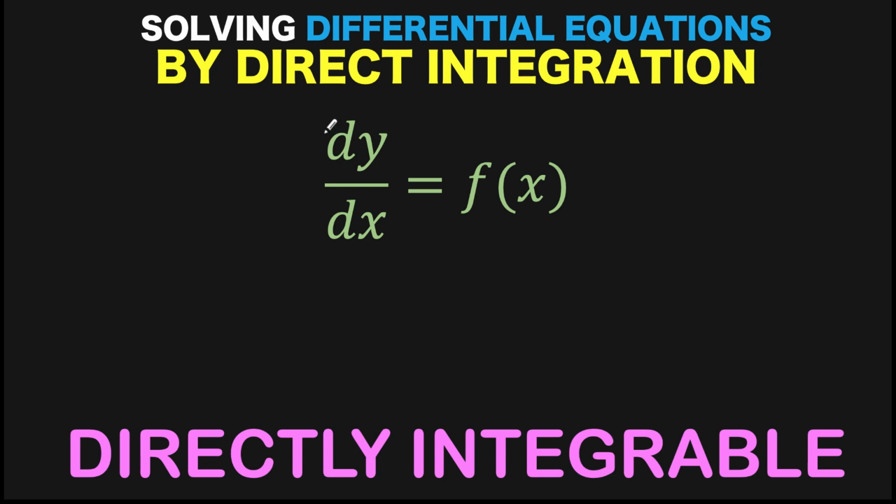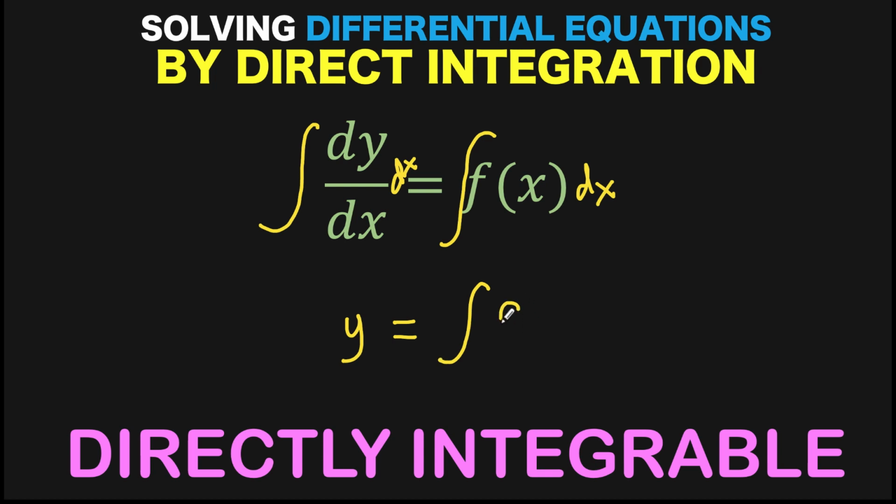The process of solving this directly integrable differential equation is simply integrating both sides of the equation. If we integrate the left side, we have the antiderivative of dy over dx, and we also find the antiderivative of the right side, the integral of f of x dx. Since finding the derivative and finding its antiderivative are inverse operations that cancel each other out, the left side will result in the function itself, and the right side is the antiderivative of f of x dx. If the right side can easily be integrated, then solving differential equations by direct integration this way is the simplest method.